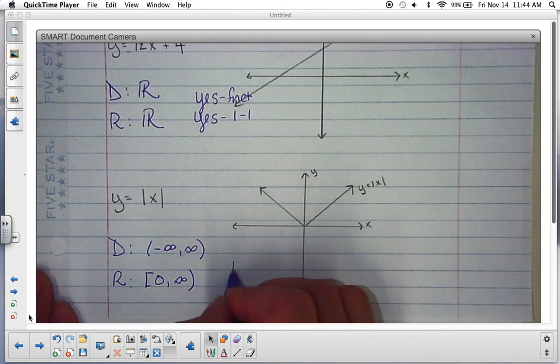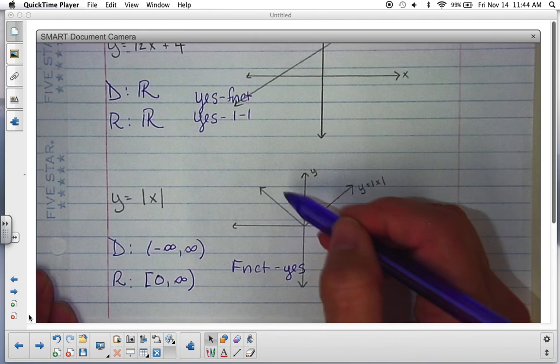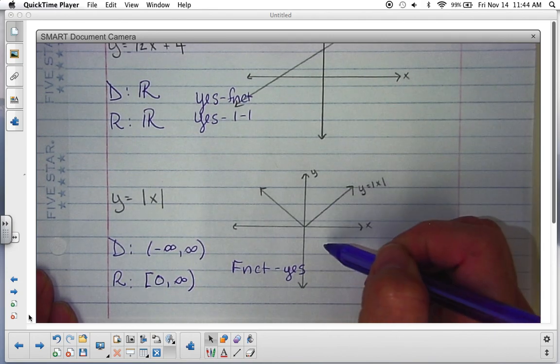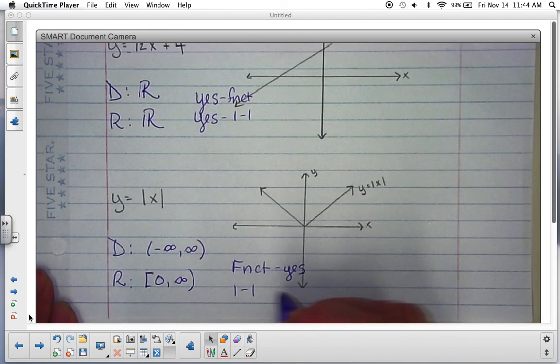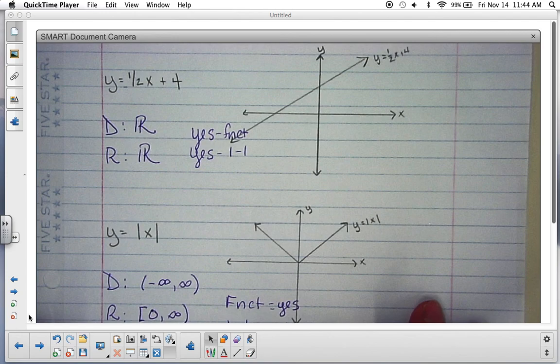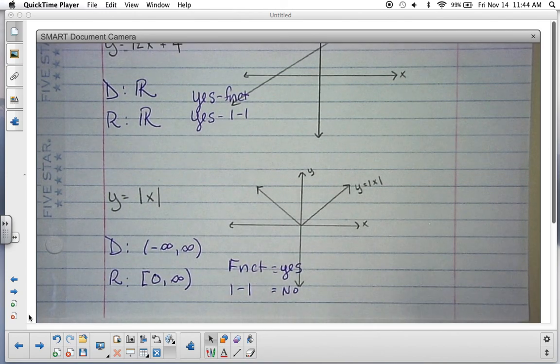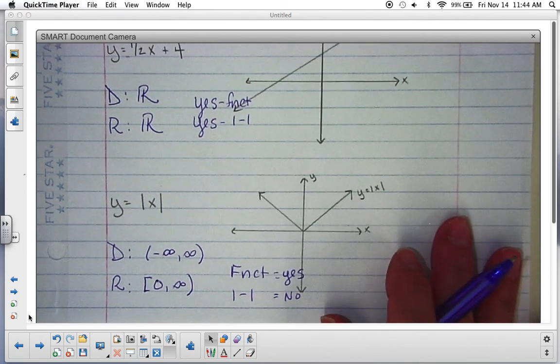The function question is yes, because again, an up and down line would always just touch one time. The one-to-one question is no, because a sideways line would touch more than once. All right, so one more quick thing here and we're finished. We didn't really address the onto question. So this is a nice place for us to do that.